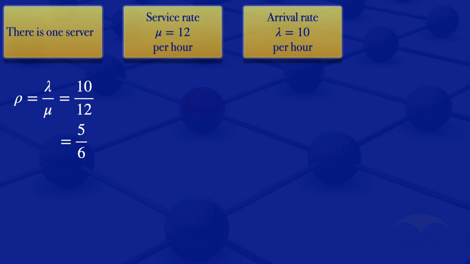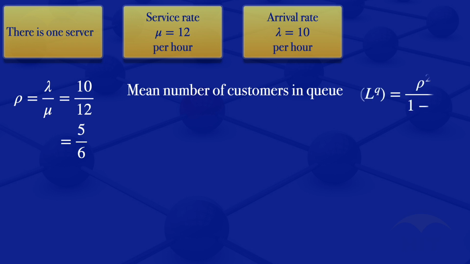We are looking at the mean number of customers in the queue. The mean number of customers in the queue is given by rho squared divided by 1 minus rho. Substituting the value of rho, 5/6, we get that the mean number of customers in the queue is 4.17. But here we are talking about people. We can't have 4.17 people. So we have to write our value as an integer. 4.17 is approximately equal to 4. So the mean number of customers in the queue is 4.